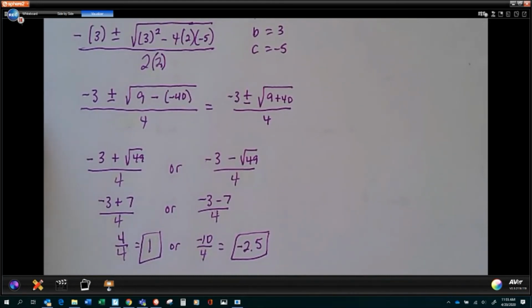Go ahead and pause it if you need to, double check your math, and then hit play when you're ready to do the next problem.